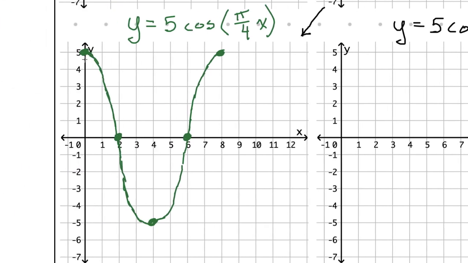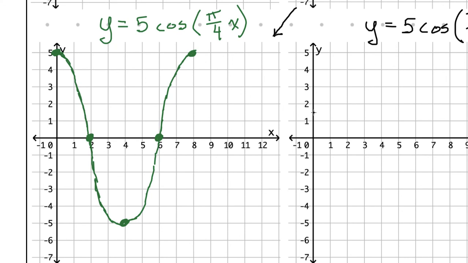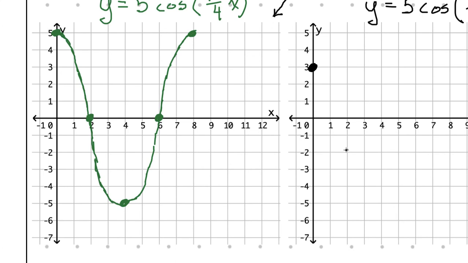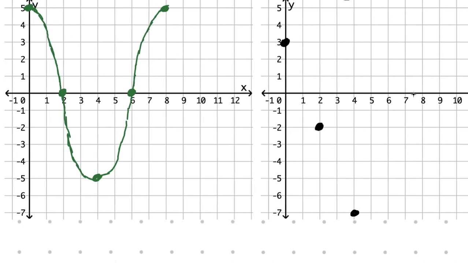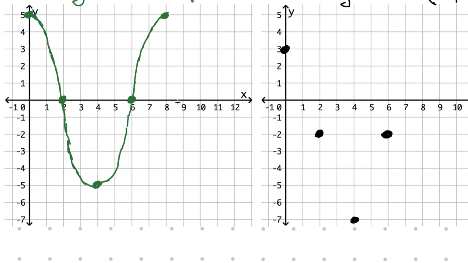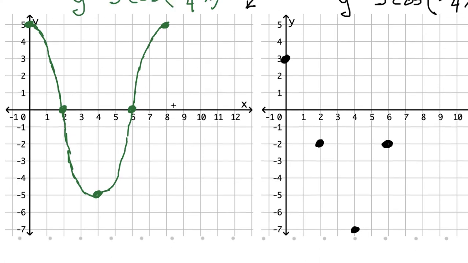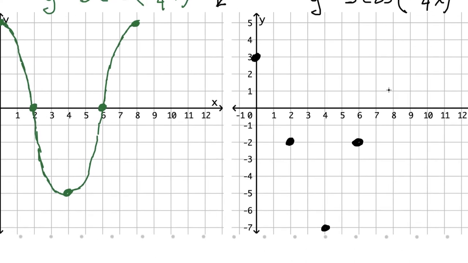Okay, finally, every single one of these points goes down. So this goes down that way, this goes down that way, and that way. All right, so I can do that kind of quickly here. This is gonna go to 0, 3. This is gonna go to 2, -2. This is gonna go to 4, -7. This is going to go to 6, -2, and finally we have 8, 3.